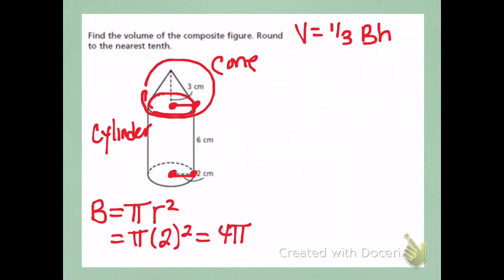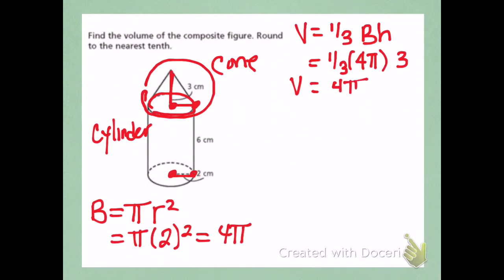So when I substitute into my formula, that gives me 1/3 times 4 pi times the height of my cone. My height is my vertical side. That would be 3. So when I put that in my calculator, 1/3 times 4 pi times 3 would give me the volume of the cone is 4 pi.